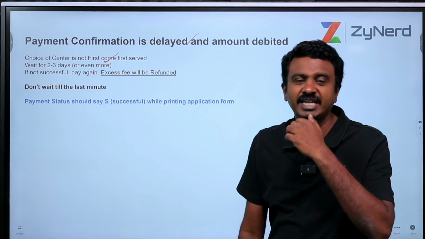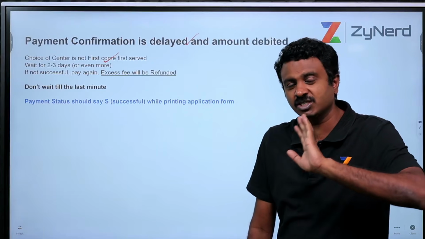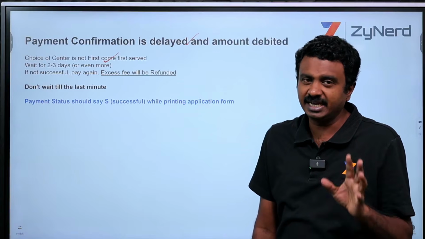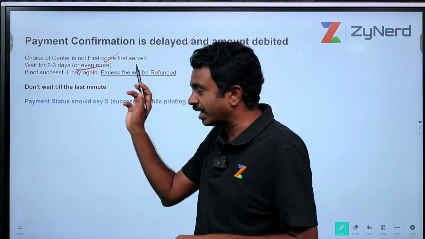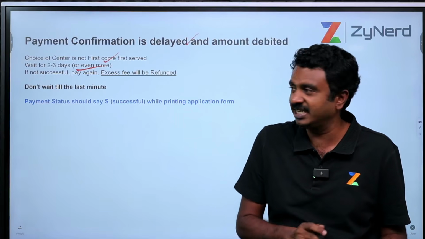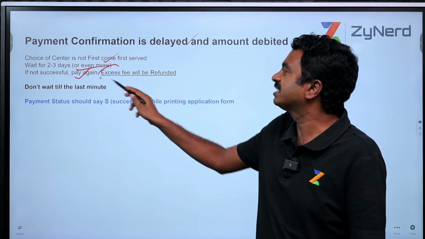Choice center is not first come first serve basis. You can even wait for 10 days from now and then complete your application form. You have enough time. You know that. If the payment does not come in at any stage later, then you can decide on 2-3 days, 10 days, or at least 1-2 days before the last date. Pay again. Excess fee will be refunded.